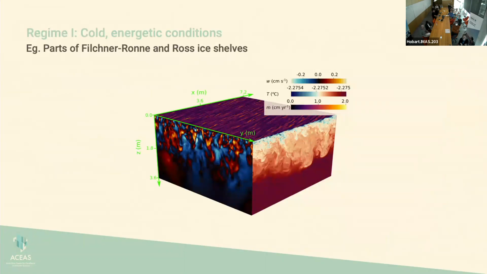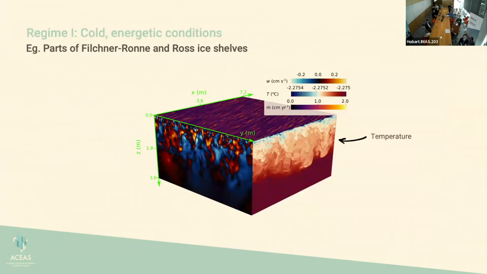I'm going to start with these cold energetic conditions. It's actually one of the last things I did on this problem, but it's the simplest case to understand. So, cold energetic conditions. Parts of the Filchner-Ronne or the Ross ice shelf might look something like this.